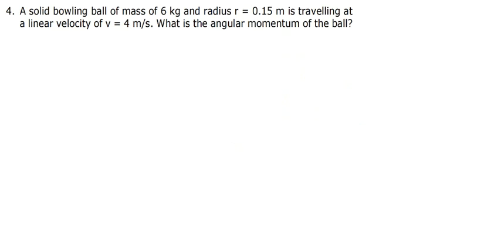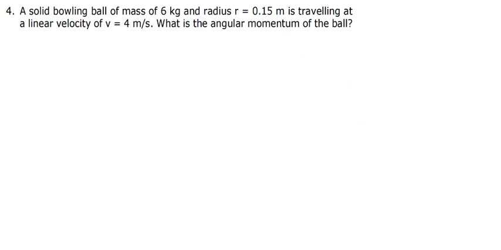Now let us look at question 4. A solid bowling ball of mass 6 kg and radius r, that is 0.15 meters, is traveling at a linear velocity of v equal to 4 meters per second. What is the angular momentum?